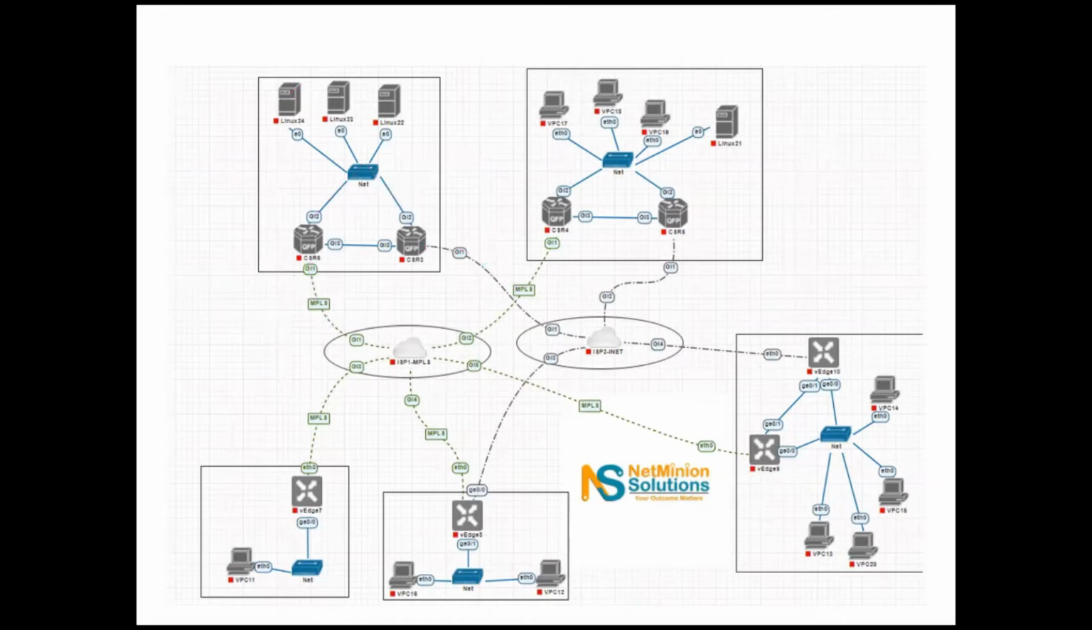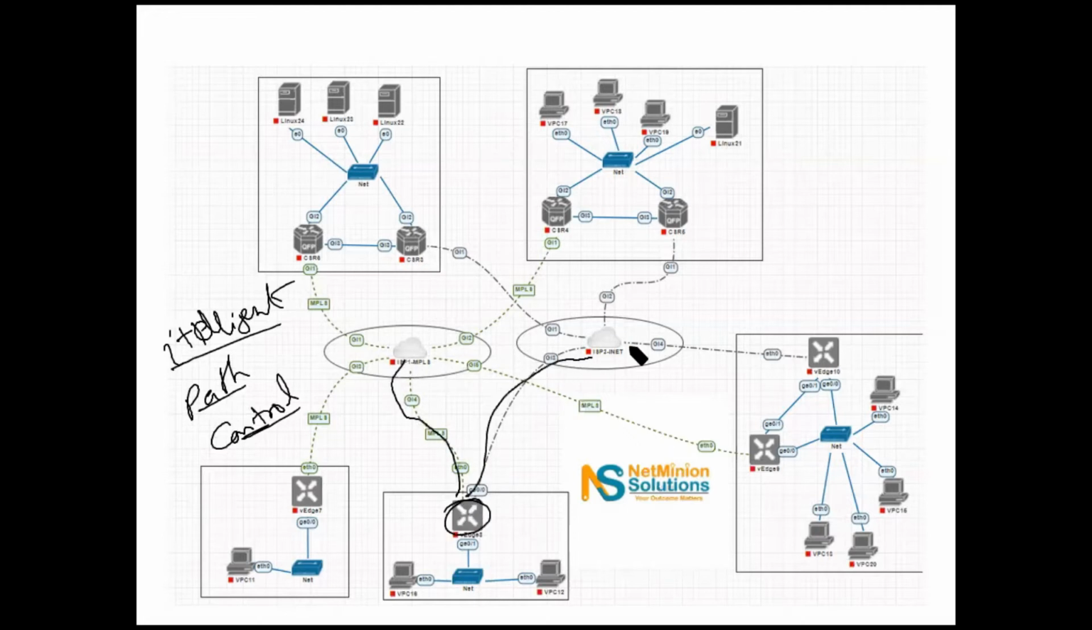Then not only this, it also induced something named intelligent path control. What is intelligent path control? Let us say this site has two links, the MPLS link and the internet link. If we have such a structure, we can have ECMP. ECMP means equal cost multipathing.